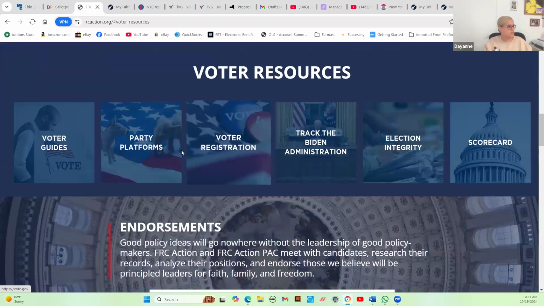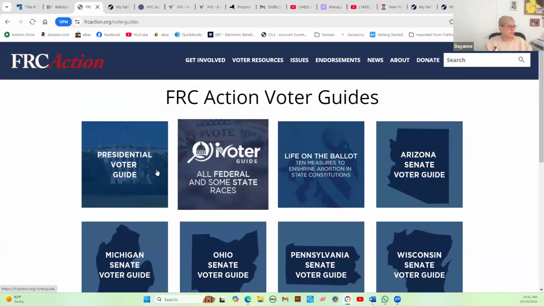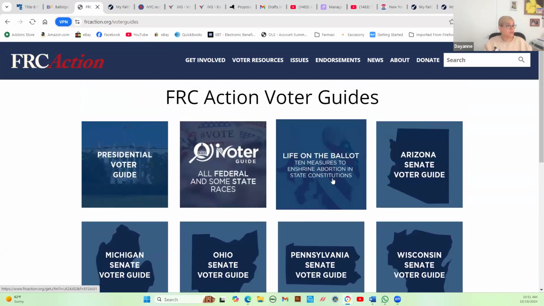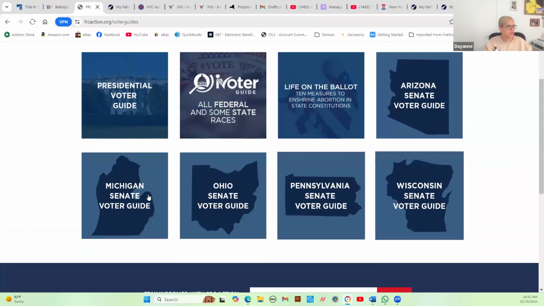Let's click on voter resources, voter guides. I want to see what their guides are. Yeah, this is pretty big. So the presidential voter guide, life on the ballot. When they refer to life on the ballot, they're talking about abortion, and we're going to get to that really soon. And then the Arizona Senate guide. Why are they focusing on these 5 states? Well, these 5 states are playing an important role right now for November. They can swing in a direction that can make or break this election. So that's why they're placing emphasis on this.